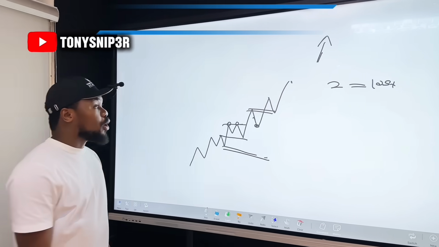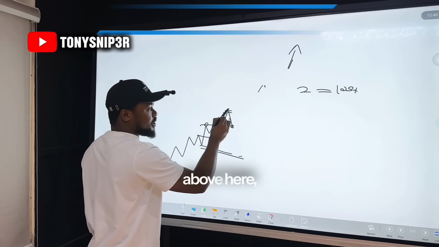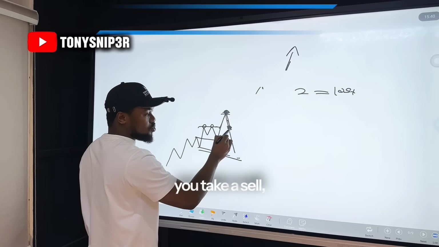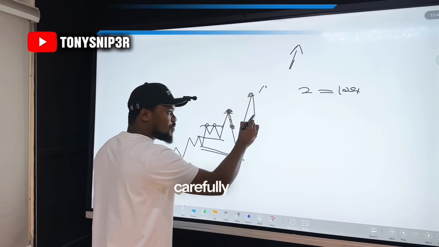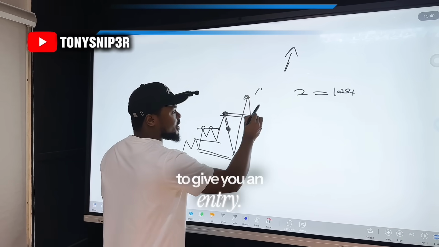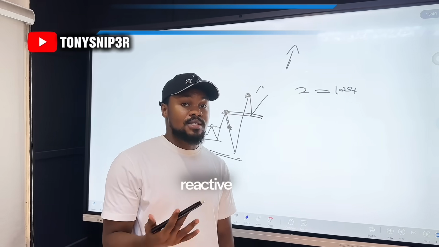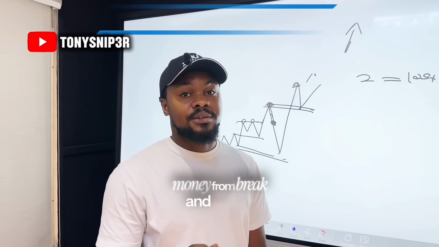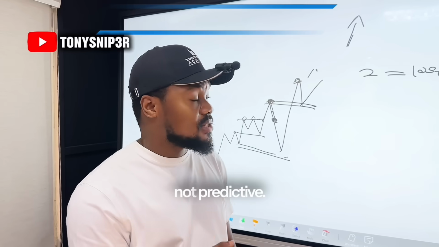Very easy. But if you rush, and because you just see this market break above here, you take a buy, the market dips into here, you take a sell, the market takes you out again, you take another buy. Just carefully wait for the market to give you an entry. In order for you to make money from these markets, you need to be reactive and not predictive. That is the easiest way you will make money from break and retest. You need to be what? You need to be reactive and not predictive.